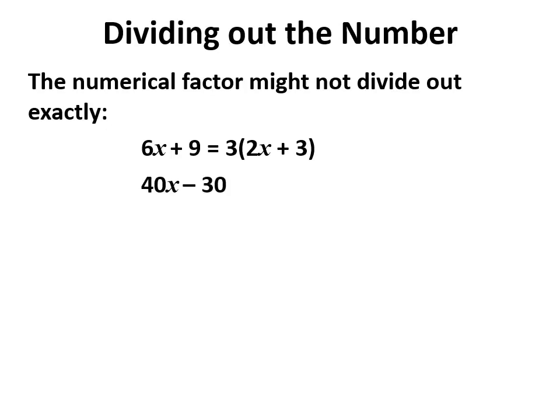Here's another case. 40 and 30 share no single common factor higher than 10, so we take out the 10, leaving us 4x, because 10 times 4x is 40, and minus 3, because 10 times minus 3 is minus 30.